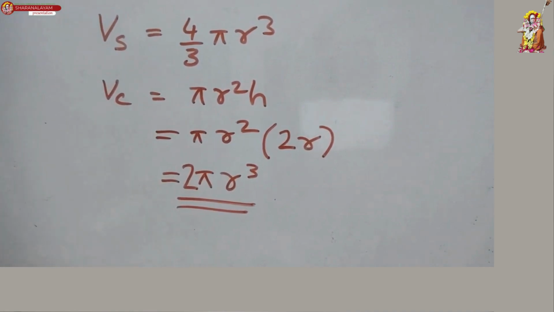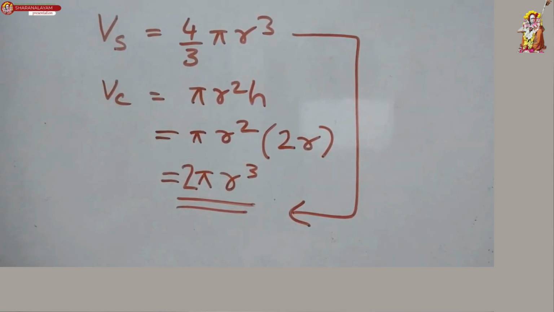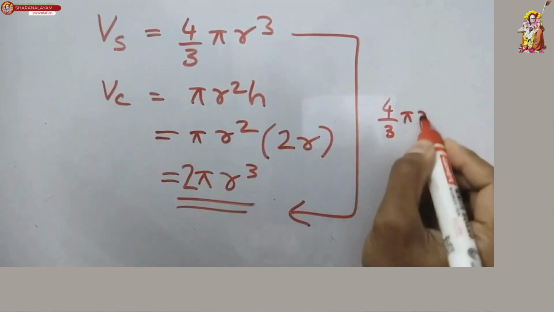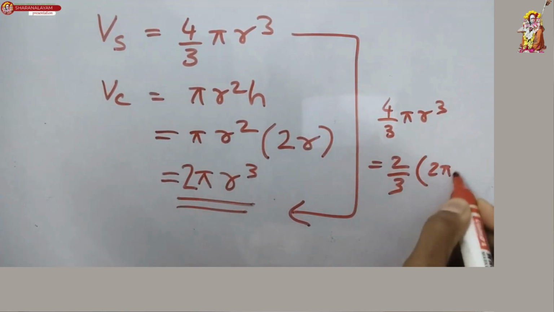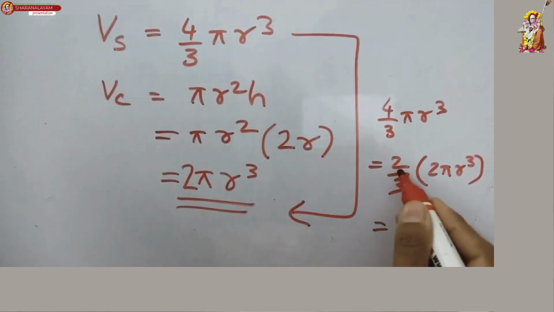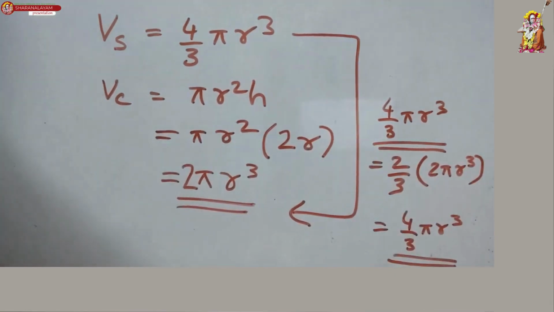Now, they say the volume of a sphere is equal to 2/3 the volume of a cylinder, right? Let's see if 4/3 pi r cube is equal to 2/3 of 2 pi r cube. Is it equal? Yes, because 2 into 2, 4/3 pi r cube. So, the statement is true.